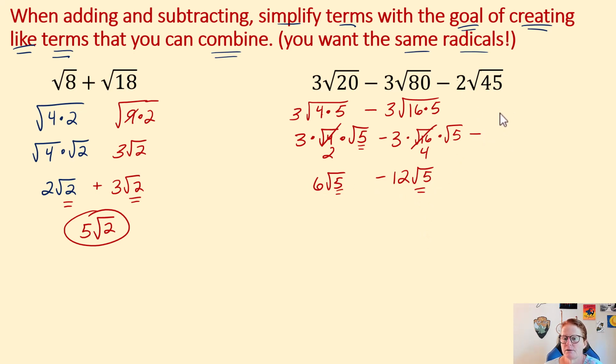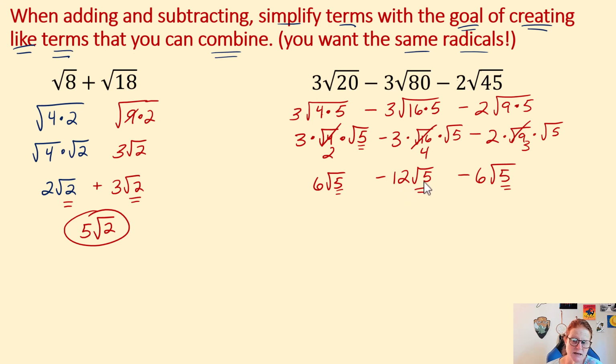Minus, okay, now when I break this down, I'm going to have 9 times 5, right? So I have negative 2 times the square root of 9 times the square root of 5. Take this out, I'm going to get 3. Negative 6, right? Negative 2 times 3 is negative 6. All right, so now I have all like terms. So I have 6 square root of 5, negative 12 square root of 5, negative 6 square root of 5. 6 plus a negative 12 is negative 6. Negative 6 plus negative 6 is negative 12.